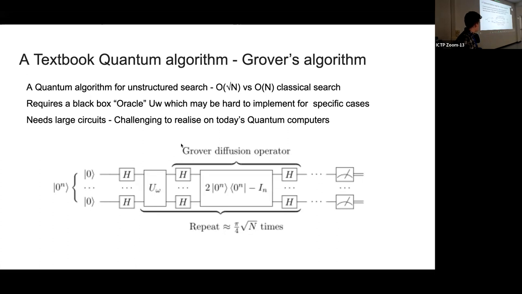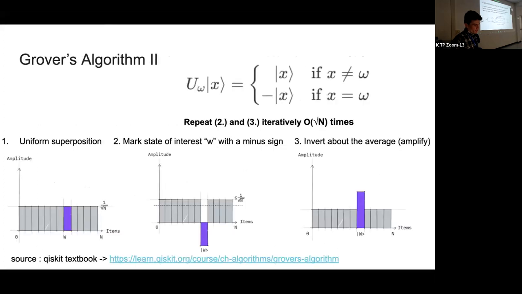Then you apply this diffusion operator, which you can think of as an inversion around the average amplitude. So you have this average line here, and you invert around this line. And hopefully if you repeat these two steps iteratively enough times, you amplify the probability of measuring the state you're interested in.